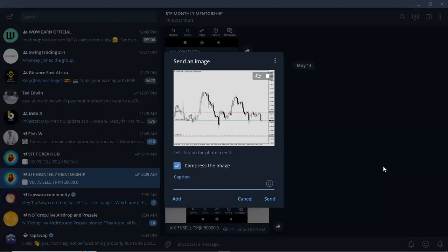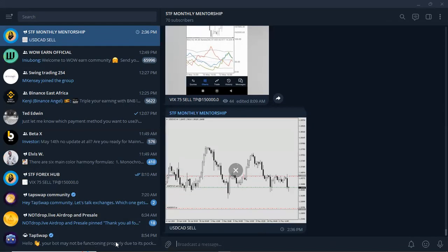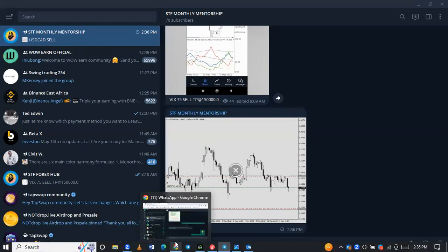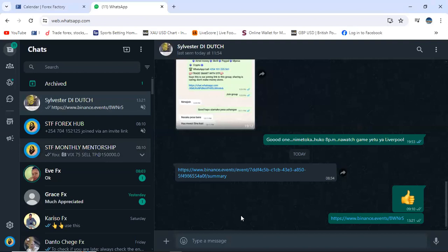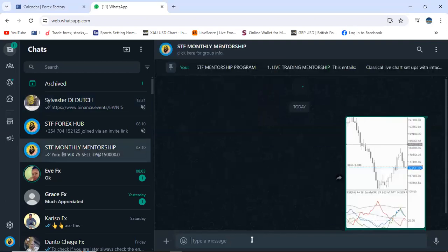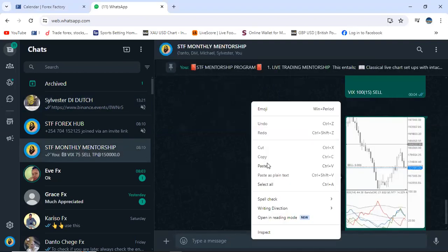Yeah, then this is USD CAD sell. You can see that as simple as that. After I do the analysis, the next key thing I'll do, after I post that trade, is go to the WhatsApp group. We also have another monthly mentorship here. This is USD CAD sell. Come and post it here.